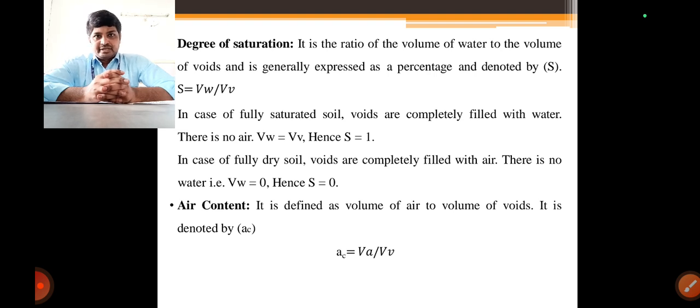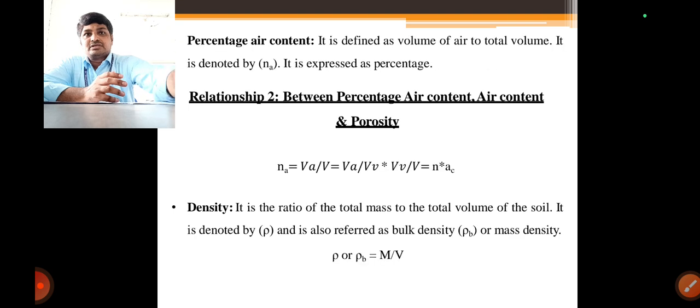Then coming to the air content, it is nothing but the amount of air present in the soil. It is defined as the volume of air to the volume of voids. How much air is present in the voids will be denoted as AC. AC is equal to volume of air divided by volume of voids.